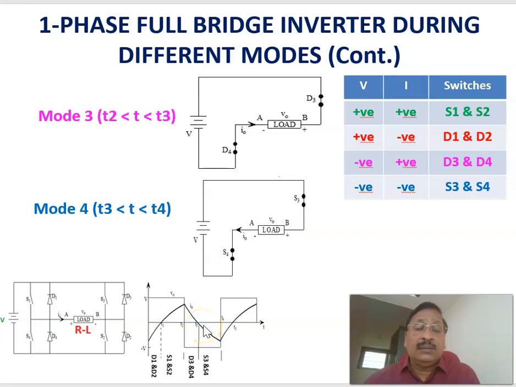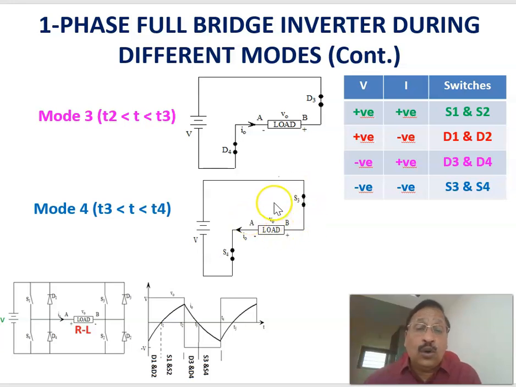From T3 to T4, in mode 4, we have negative current as well as negative voltage. The voltage across the load is equal to minus V, and at the same time the current is also negative. In that case, the switches S3 and S4 are turned on. The corresponding equivalent circuit is this one. When S3 and S4 are turned on, this is the current direction, which is the same as a positive current, and the voltage is plus here.